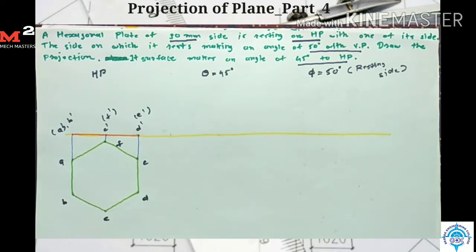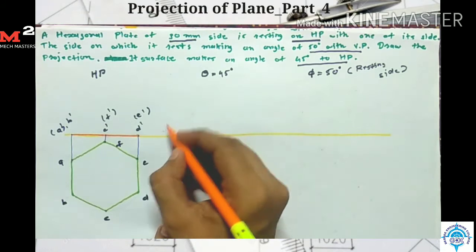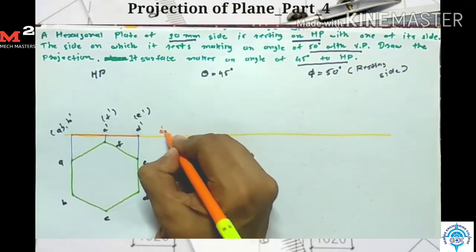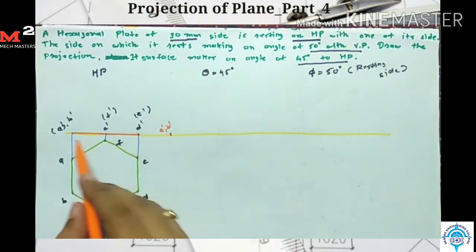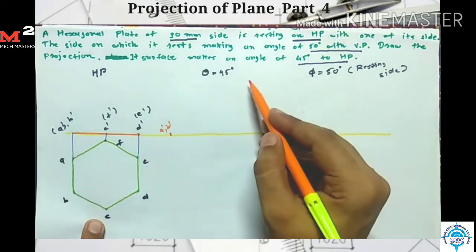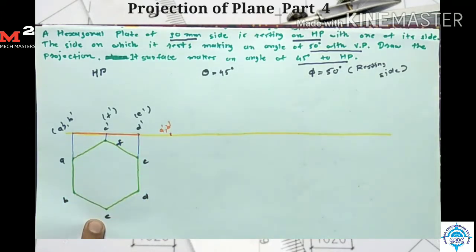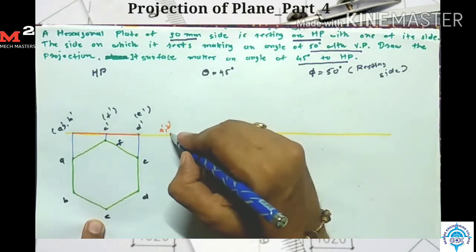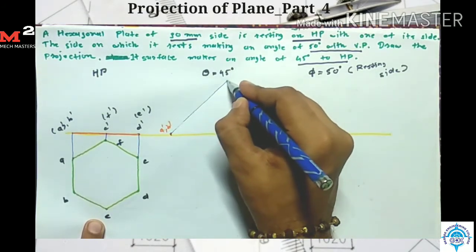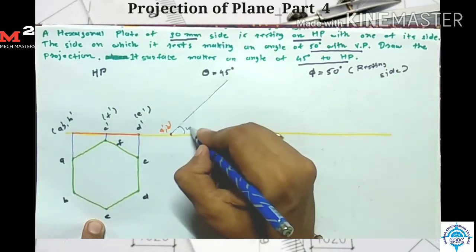In second stage, given that surface makes an angle of 45 degree with HP. Okay, here the plane makes an angle of 45 degree with HP. So we draw this angle on vertical plane. Okay, so here we first mark the points A dash B dash here. Okay, we draw this line at angle of 45 degree. Okay, so I draw one line here, at angle of 45 degree.